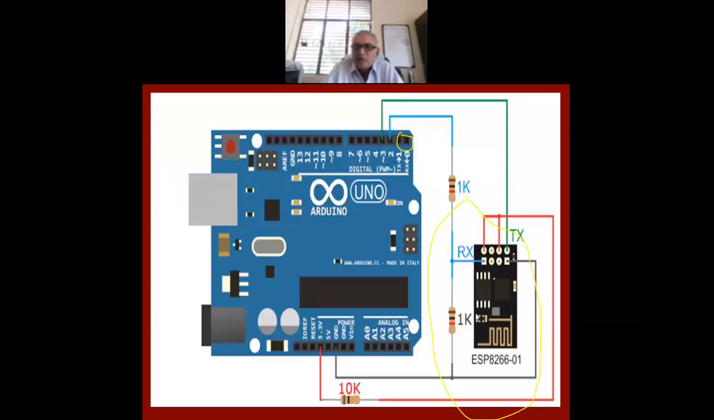So you require a divider here. It has a range, and you should not apply more than 3.3 volts. That's why a voltage divider is given here, so that the voltage will be less. And from the 3.3 volt power supply, we have connected this power supply here, and some current limiting resistor is also given here. So this is how you can interface ESP8266.